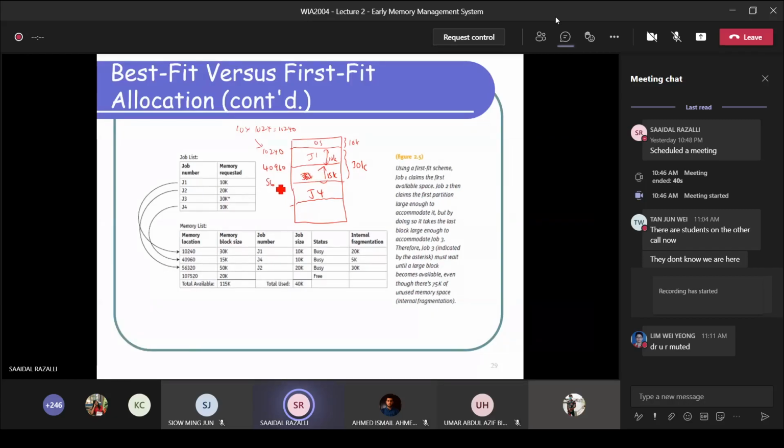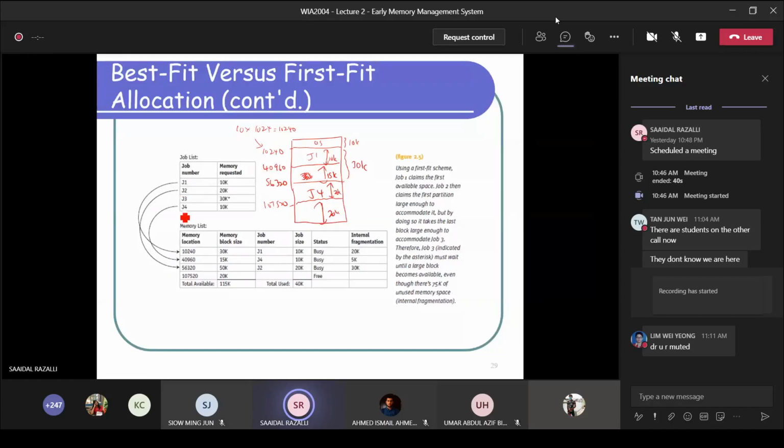And this is a 56320. Okay, so job 2 cannot, job 3 30K, job 4 10K, job 4 56320, and then 107520, which is this is a 20K. This is a 20K. Okay, this is location.